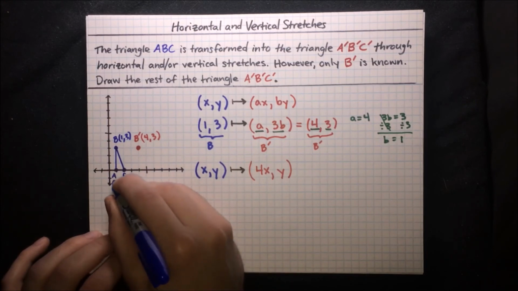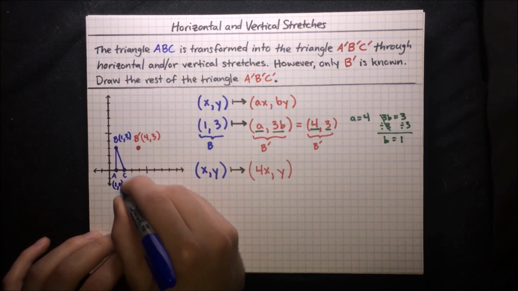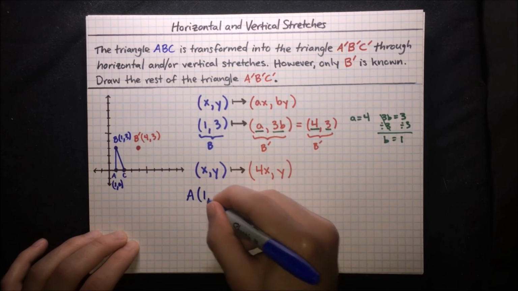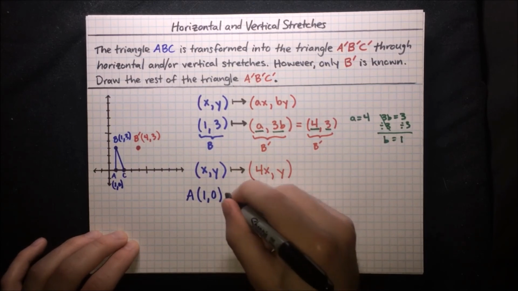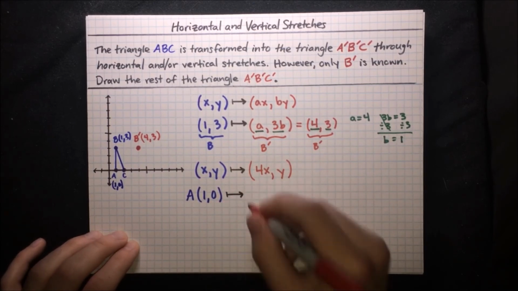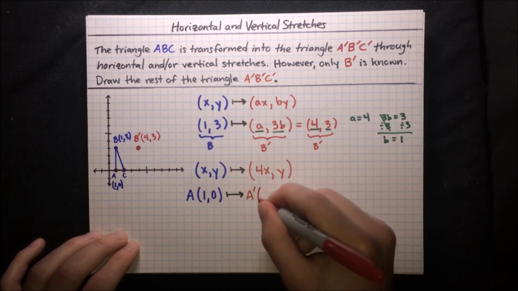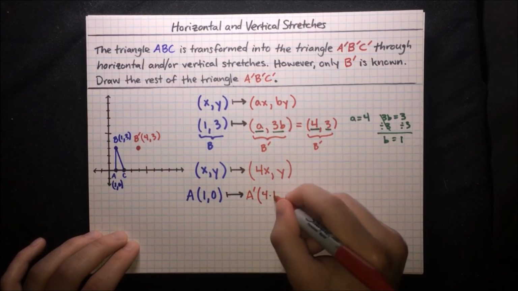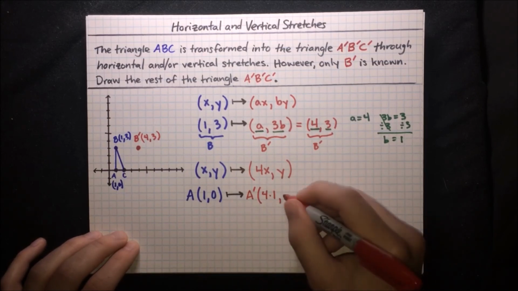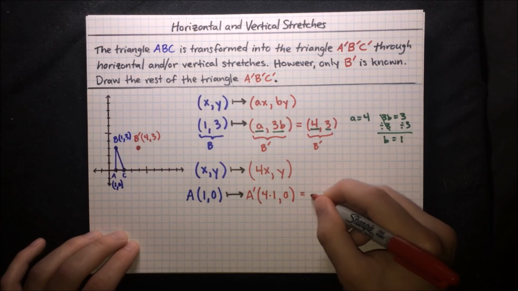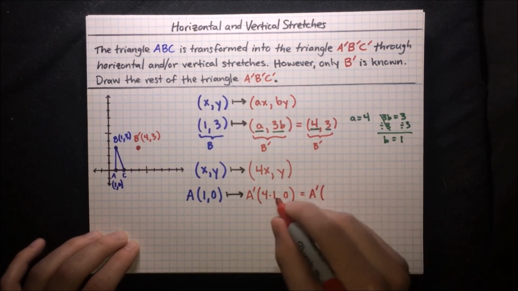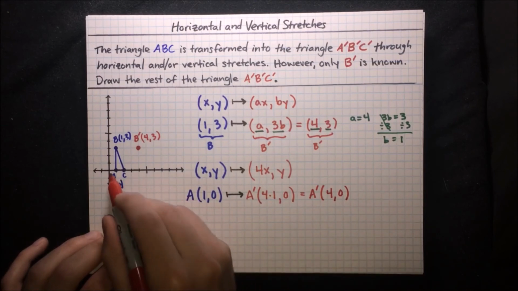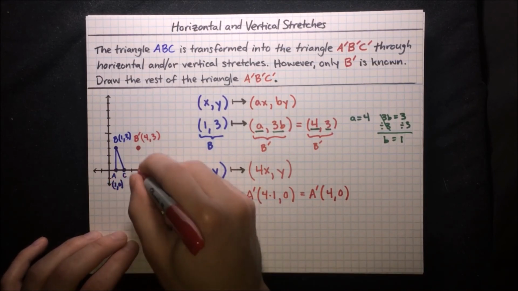A, that point is 1, 0, and applying this rule, the point A, which is 1, 0, gets mapped to the new point A prime, which is given by 4 times the original x, so 4 times 1, and then the original y, so 0. So simplifying, A prime is just 4, 0. So let's plot that. A prime is 4, 0. 1, 2, 3, 4, right over here.